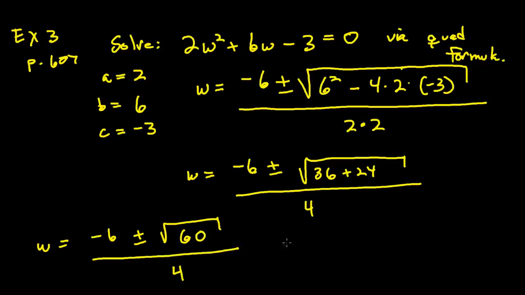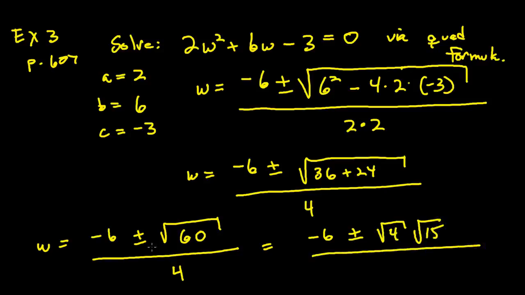What I can do is break up that 60 and simplify that root. 60 is 4 times 15. So I can rewrite that root expression. The square root of 60 is equivalent to the square root of 4 times the square root of 15. In other words, I can distribute a root sign over a product. Don't forget to divide by 4.